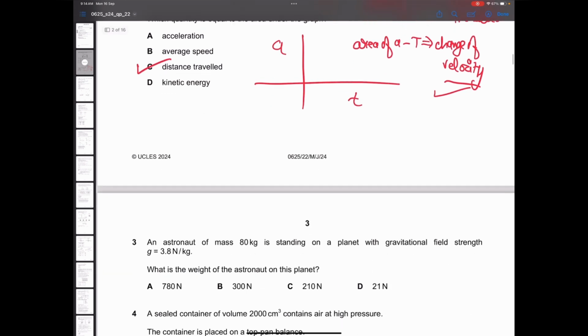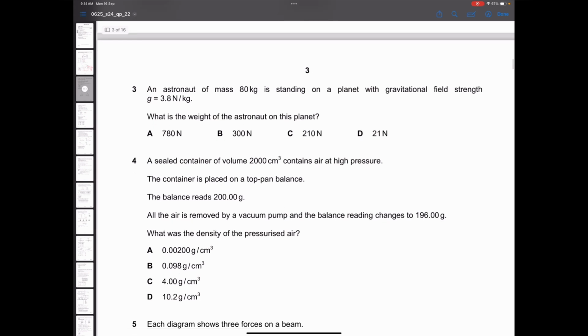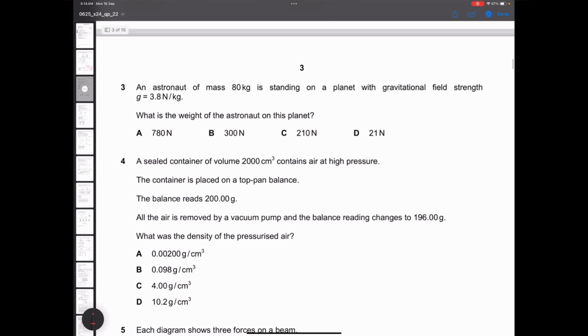Okay, now next question. There's an astronaut with a mass and he's on a planet with a gravitational field strength of 3.8 newtons per kg. So this question is fairly simple. As we are aware, weight is equal to mg, and on earth, let's say if my mass is 80 kg and the gravitational field strength is approximately 10, my weight will be 800 newton.